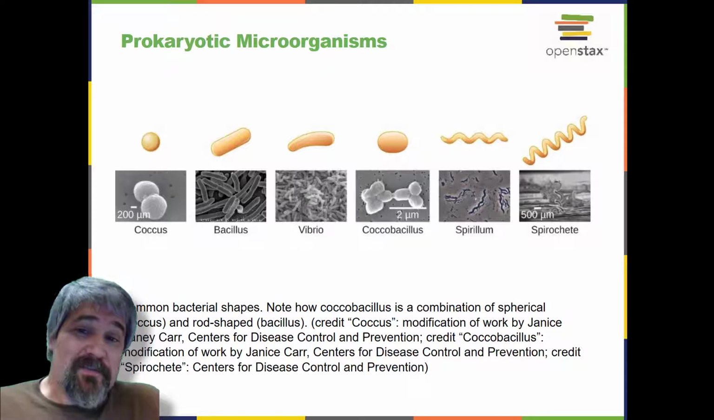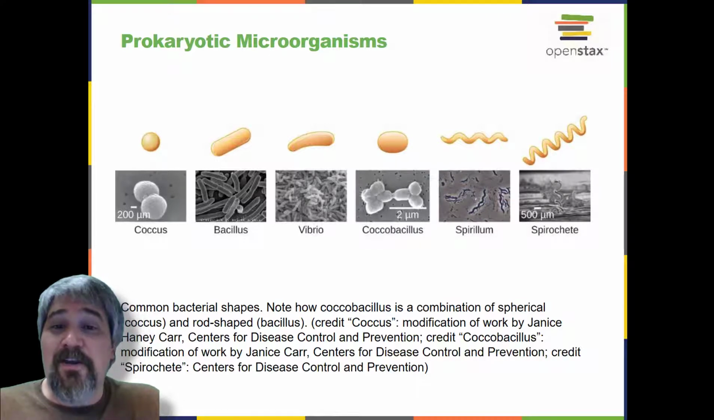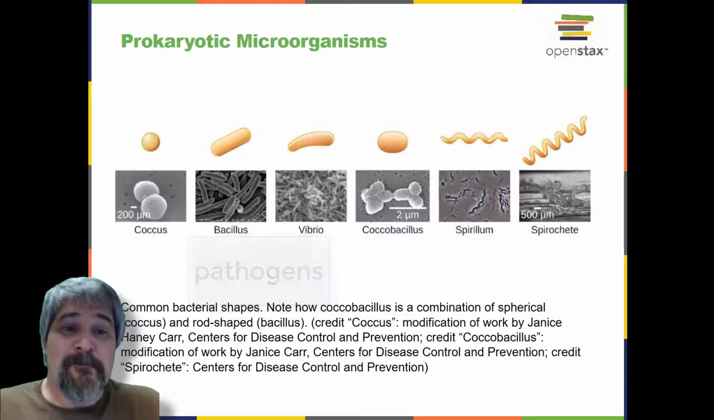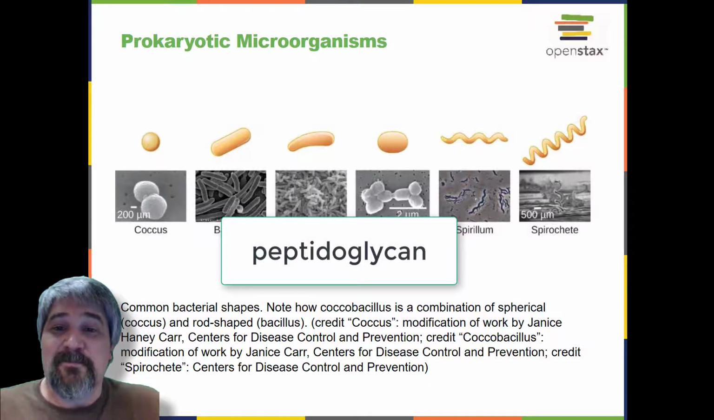Prokaryotic microorganisms. Bacteria are found in nearly every habitat on Earth, including within and on humans. Most bacteria are harmless or helpful, but some are pathogens, causing disease in humans and other animals. Bacteria are prokaryotic because their genetic material, DNA, is not housed within a true nucleus. Most bacteria have cell walls that contain peptidoglycan.